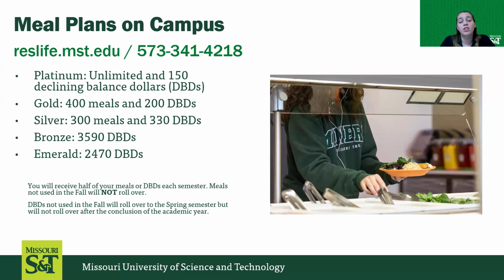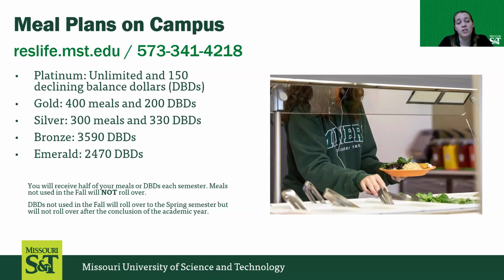Then there's Gold, which is typically if you're going to be a breakfast, lunch, and dinner kind of person, that's a good option. Then again, they have $200 cash that they can use at any of the locations. Then there's Silver, which is going to be 300 meals. That's going to be if you're more of a lunch and dinner person, but going to grab a granola bar in the morning rather than actually going for breakfast. And that has 330 DBDs.